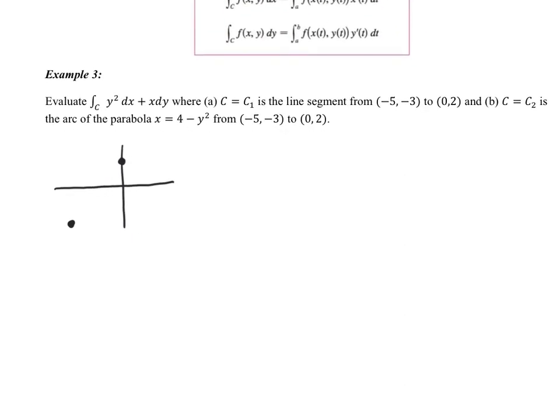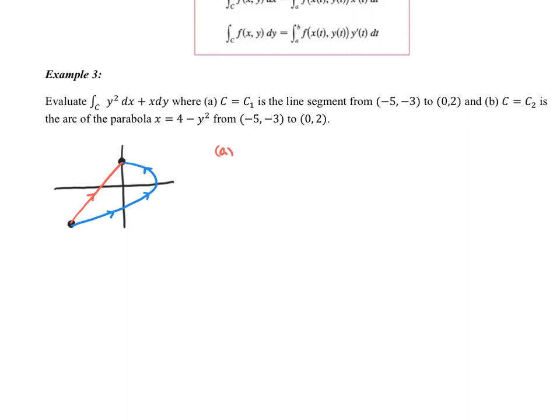So the first one is going to be just the straight line from (-5, -3) to (0, 2). And then the second one is going to be this parabola, which looks something like this. And we're going to see if these are different or the same. We're also going to look at a couple different approaches to find this. So for our first part, for part A, we're going to look at C1, just that line segment.